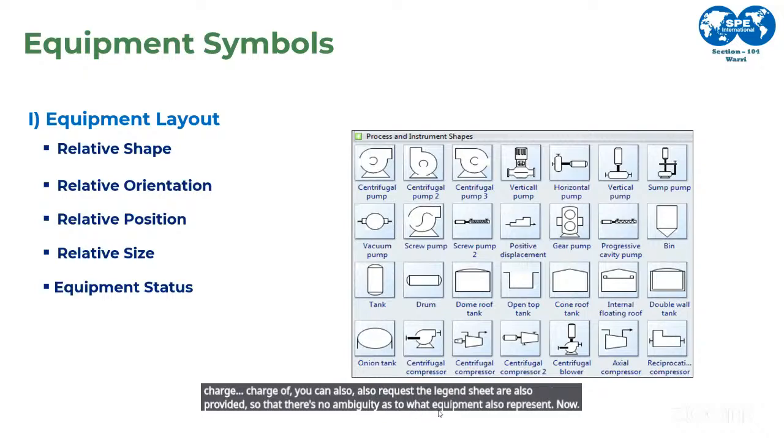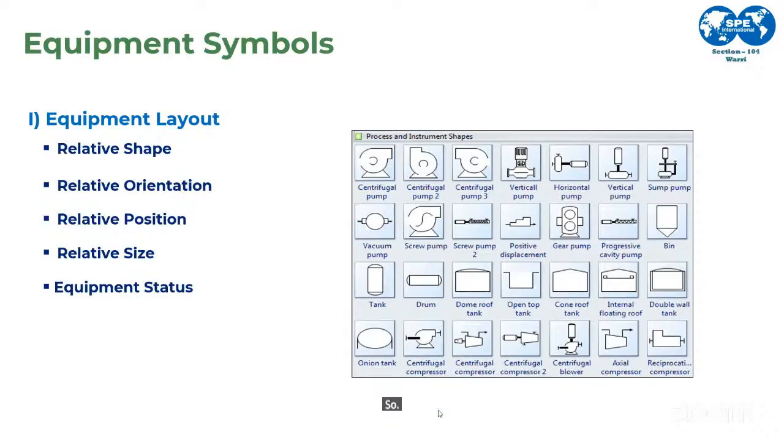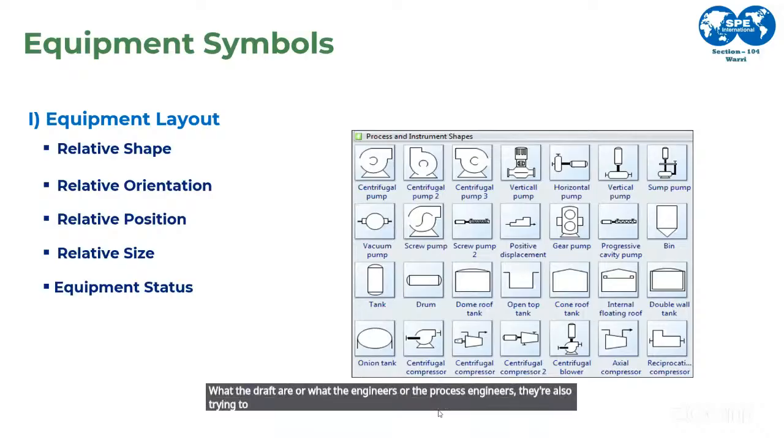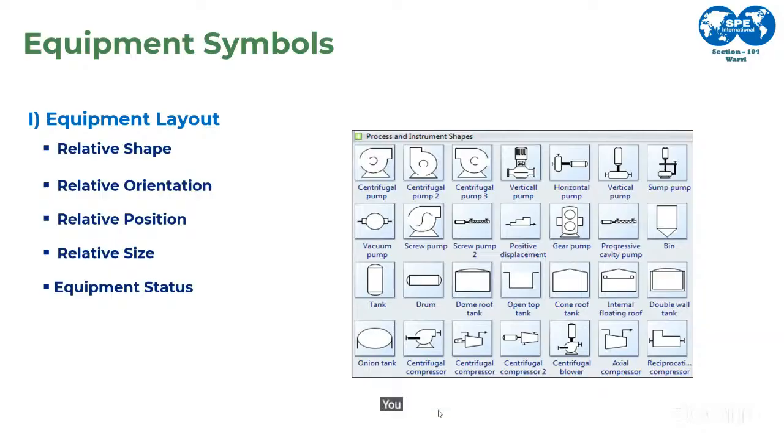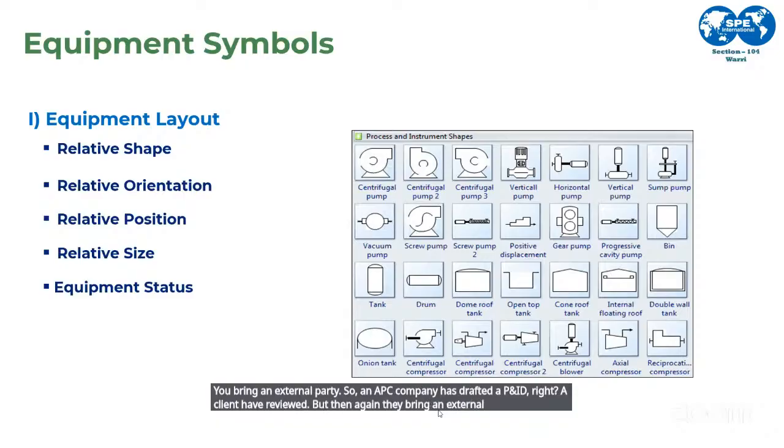Now, with respect to the PSH you made mention of, right? It depends on what the drafter or the process engineers are trying to achieve. And that's also why the PSH is there. That's why, for example, before you go into construction, you have what is called a hazard operability study, where you bring in an external party. So an EPC company has drafted a P&ID, right? A client has reviewed it. But then again, they bring an external party that reviews that P&ID to ensure that all of the hazards have been properly taken care of.